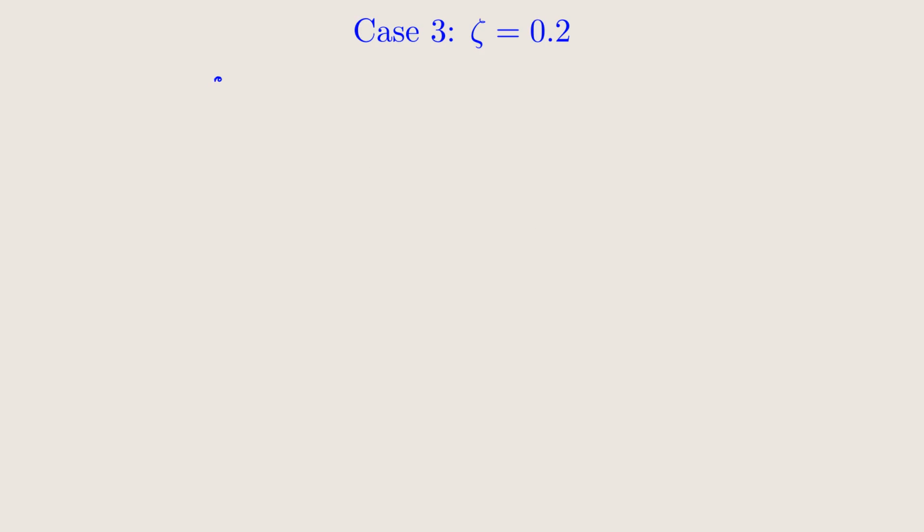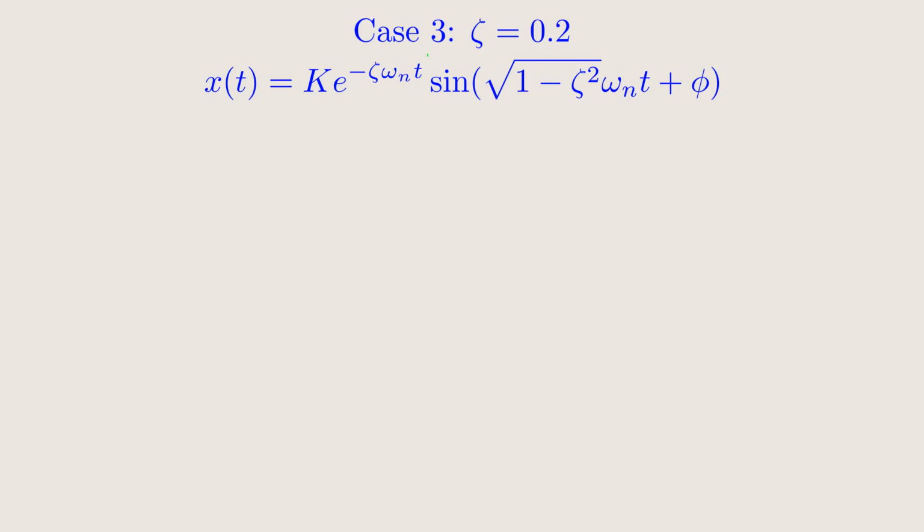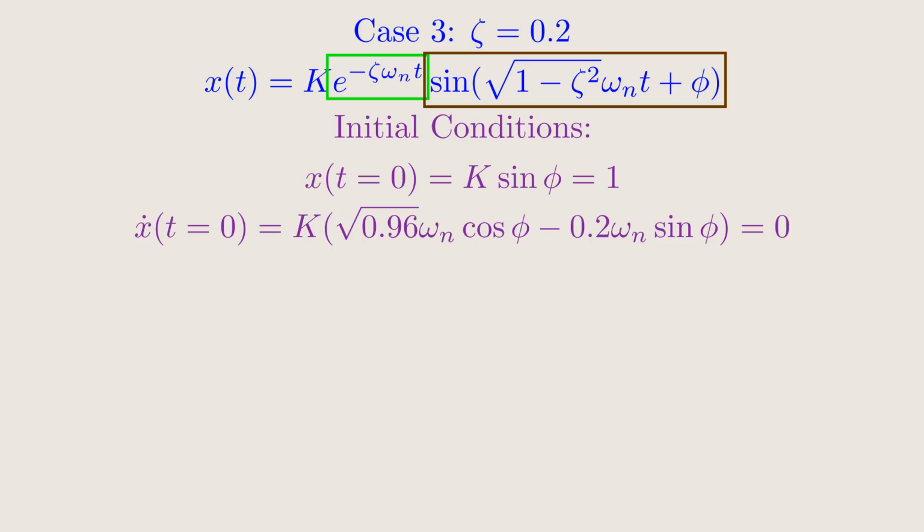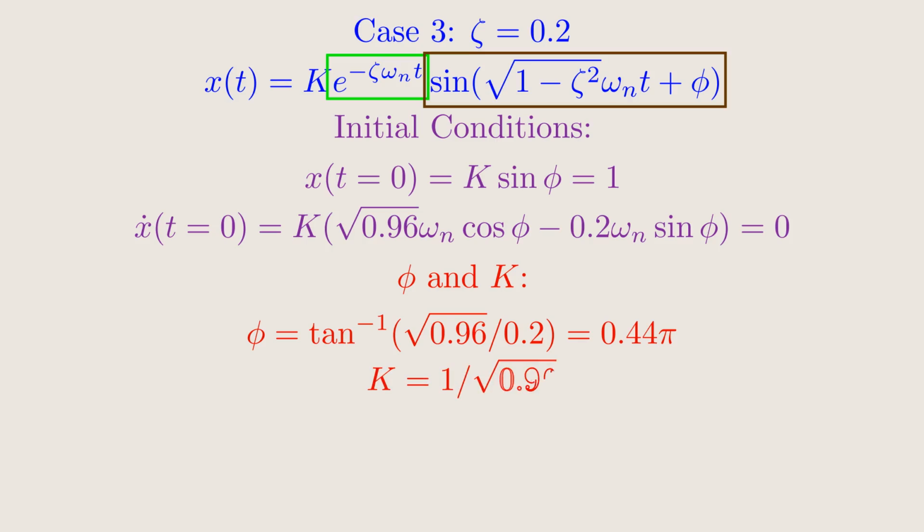The third scenario is the underdamping. Here we have the decay term, which is the exponential, and the oscillatory term, which is the sinusoid. The constants that we need to calculate here are k and phi, which can be obtained from the available initial conditions. After obtaining phi and k, we can finally determine the numerical solution of x.